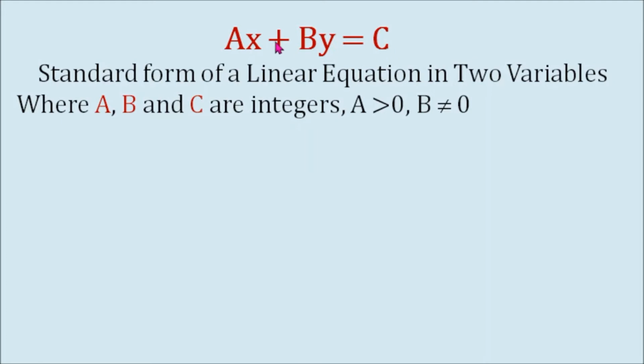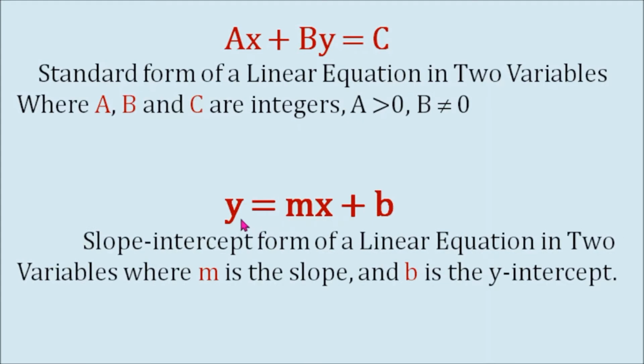So this means our variables here are x and y, and a is greater than 0. So this a here should be positive, and b is not equal to 0. y = mx + b is the slope-intercept form of a linear equation in two variables, where m is the slope and b is the y-intercept. Again, this means that our variables here are x and y.